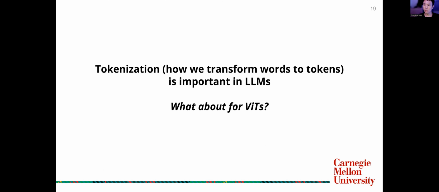Another idea that we can utilize for efficient vision transformers is to optimize tokenization. So what is tokenization? Tokenization is how we transform words to tokens in large language models. And it is essential for both accuracy and efficiency in LLMs. So what about for vision transformers?